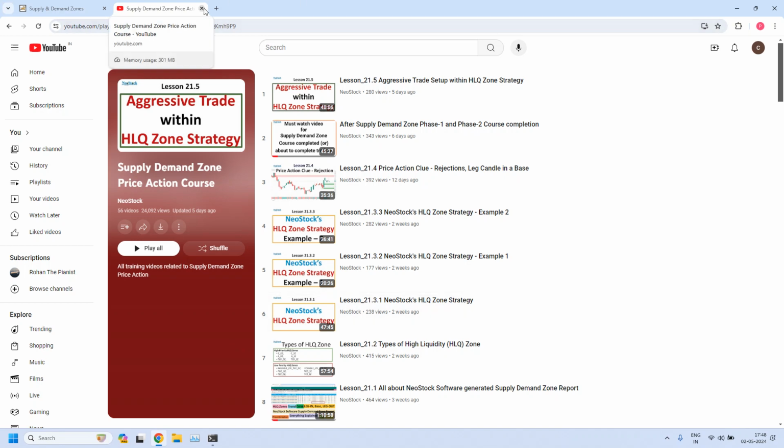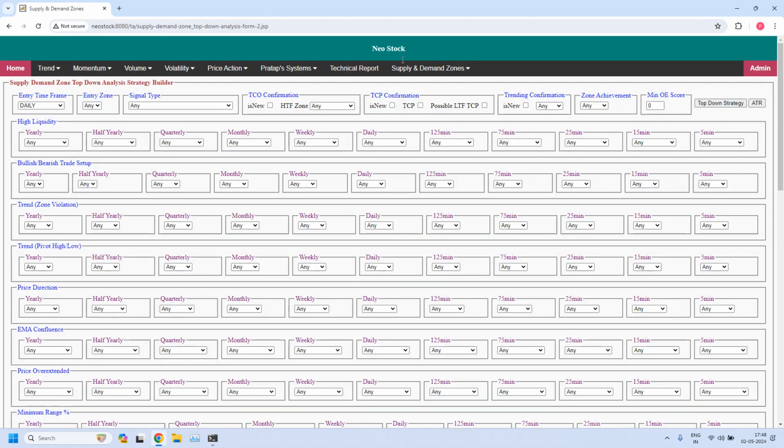Now let's get into the report generation by using NeoStock software, Supply Demand Zone Top Down Analysis Strategy Builder. The first report we are going to generate is the bullish trade setup for monthly income trade. For monthly income trade, the entry time frame is daily. For a bullish trade setup, the entry zone is demand zone. And also the third parameter here, bullish or bearish trade setup, the third row, in daily time frame, select the value bullish, because daily time frame is the entry time frame.